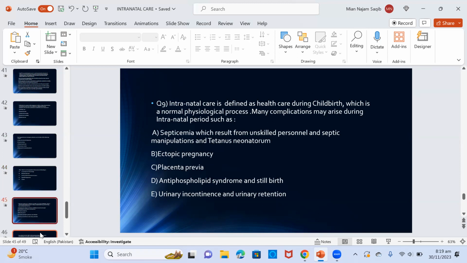Question 9. Intranatal care is defined as healthcare during childbirth, which is a normal physiological process. Many complications may arise during the intranatal period, such as A. septicemia, which results from unskilled personnel in septic manipulations, and tetanus neonatal. B. ectopic pregnancy. C. placenta previa. D. antiphospholipid syndrome and stillbirth. Or E. urinary incontinence and urinary retention. Now, the answer is A, septicemia, which arises from unskilled personnel.